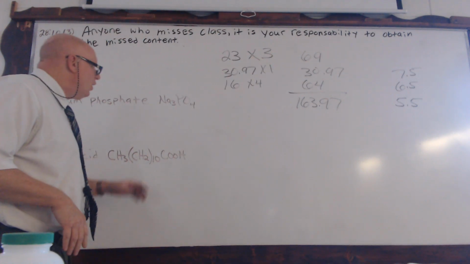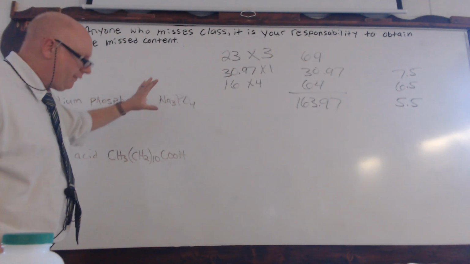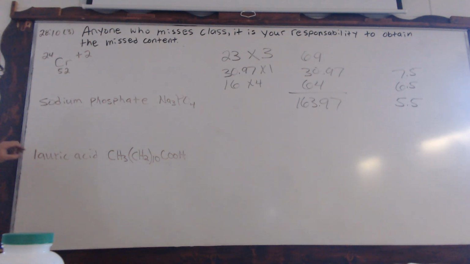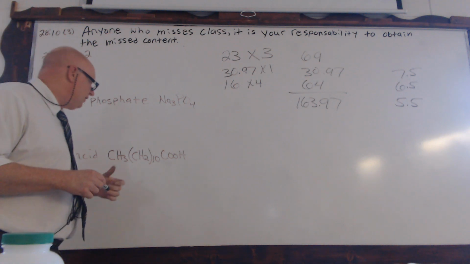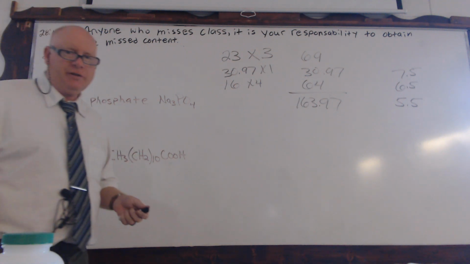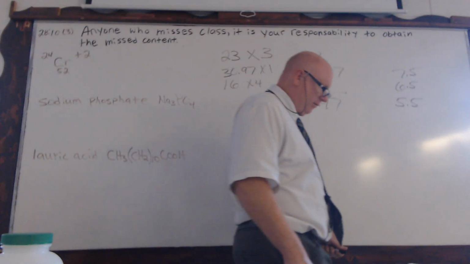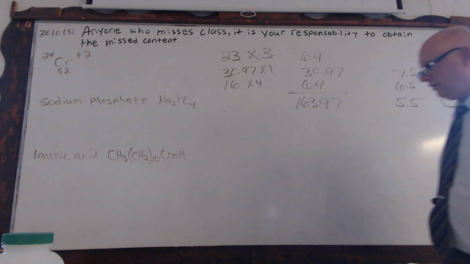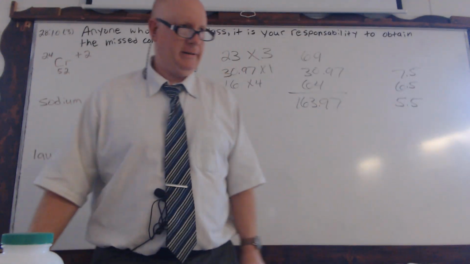Okay, so 163.97 for sodium phosphate. So let's go ahead and do lauric acid really quickly. And then some of you, going left to right, just do one element at a time. And there's nothing wrong with doing it that way. So if you have the 2 and the 10 in the parentheses, you've got to do 12, right? Or, I bet 20. 20. Yep.